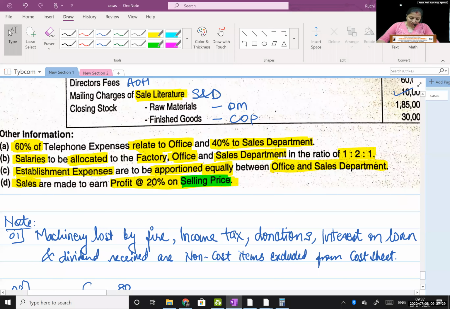So next lecture we are going to solve this. Make a note of this particular part. Note number 1: machinery loss by fire, income tax, donations, interest on loan, and dividend. So there are 5 items which you are not going to take in the cost sheet.